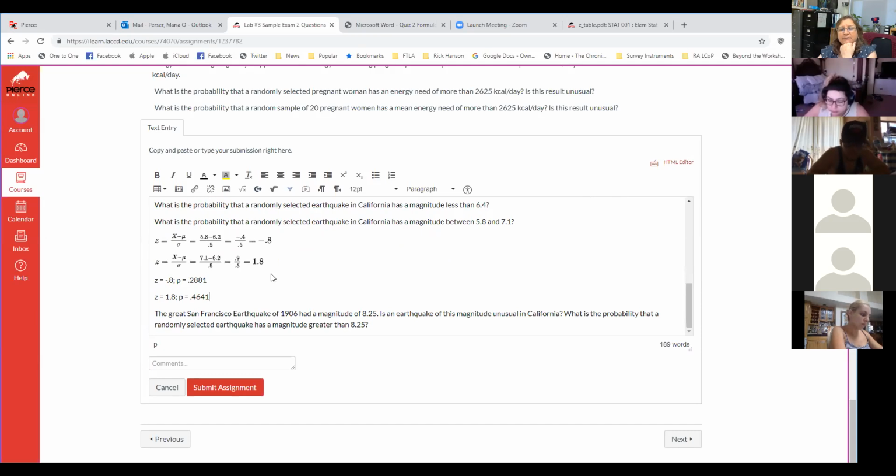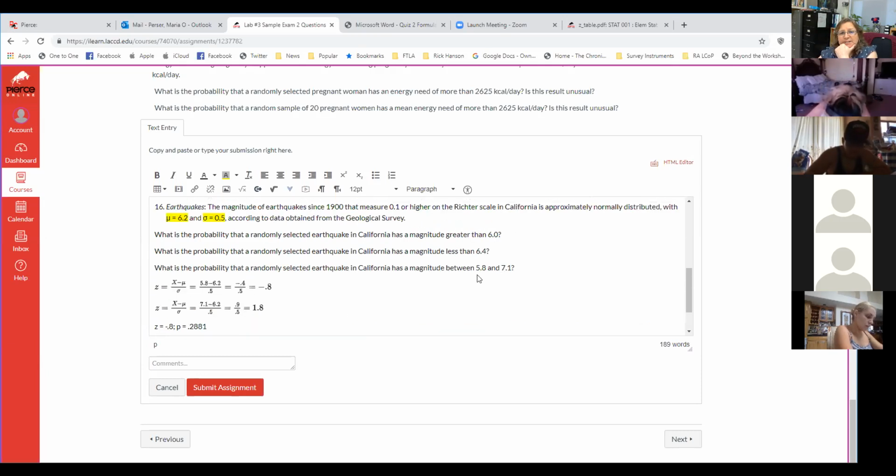Anytime you have a between, that's one of the ways. Now, let's say that instead of 7.1, it was 5.8 and 6.0. Those are both below the mean. The probabilities you would get, you would have to subtract instead of adding, because they're on the same side of the distribution. So anytime your Z's are both negative or both positive, you're going to subtract those probabilities.